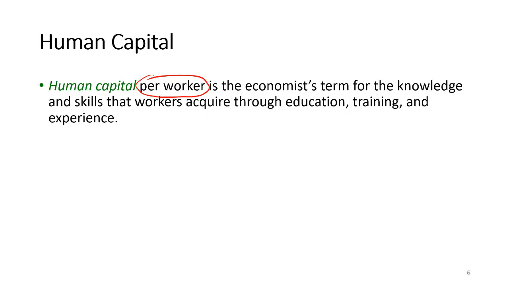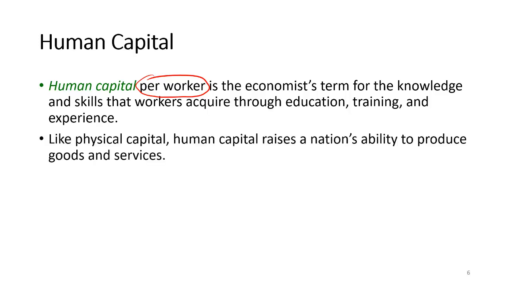Think about the resources we spend on higher education or school education. This goes a long way in increasing something called human capital, a knowledge base of an average worker in a country like the United States. And like physical capital, human capital raises the nation's ability to produce goods and services. So the more educated workers we have, the better trained workers we have, the more they can produce, and as a result they can command much higher wages and a higher standard of living.